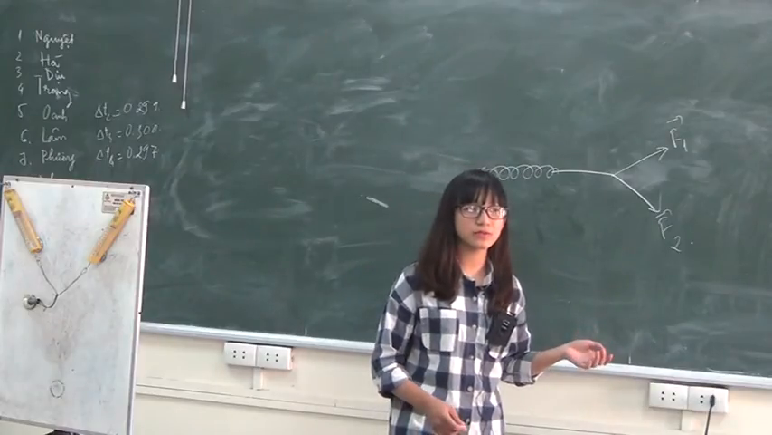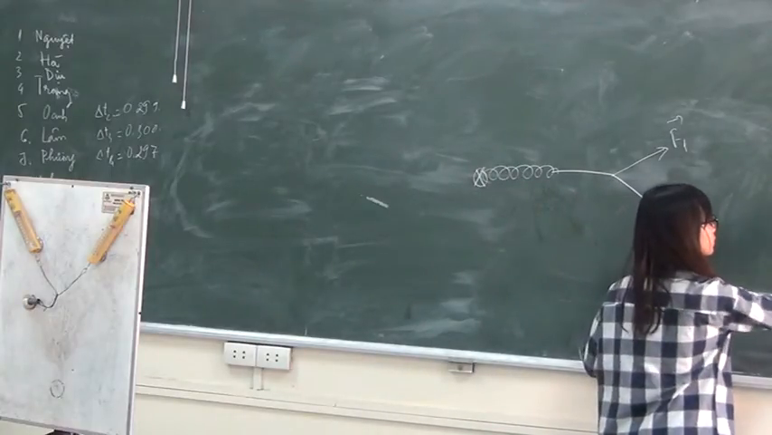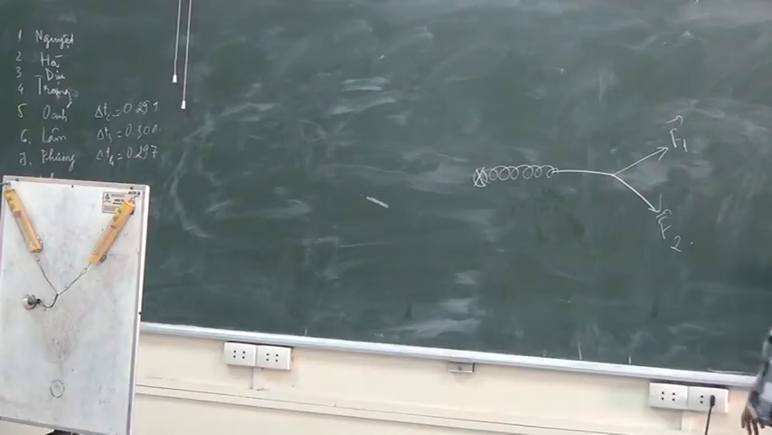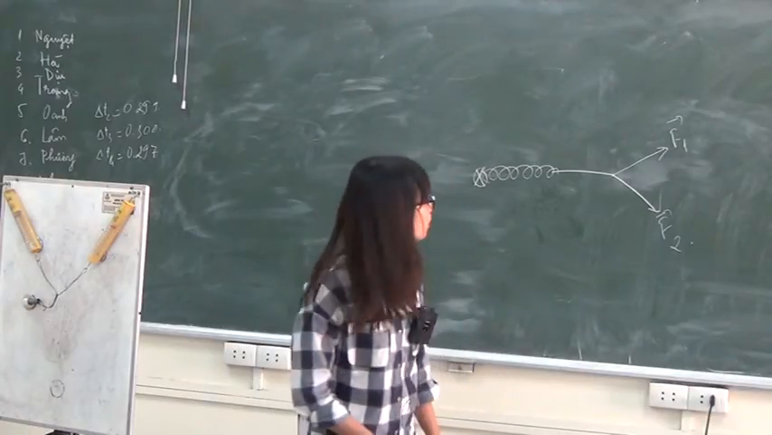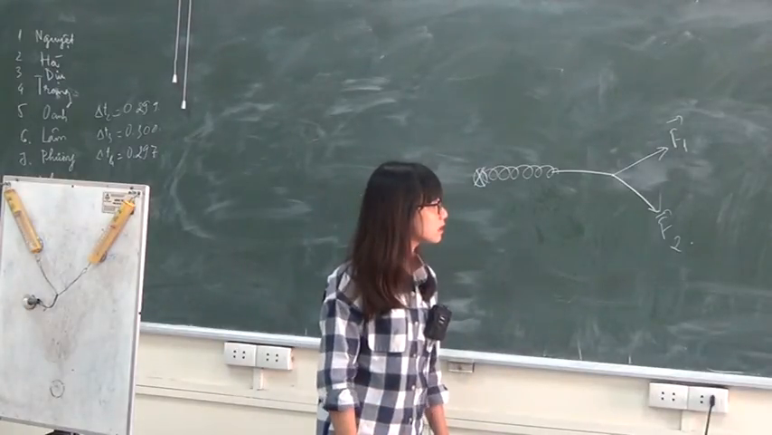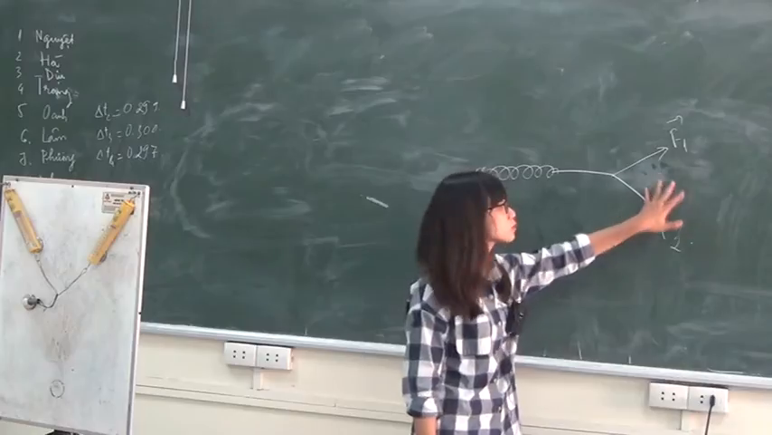This experiment is investigating the relationship between F1 and F2, the component forces, and F, the resultant force. To investigate this relationship, we just measure this one, this one, and this one, based on its direction as well, to find out the relationship. That is the key idea here.